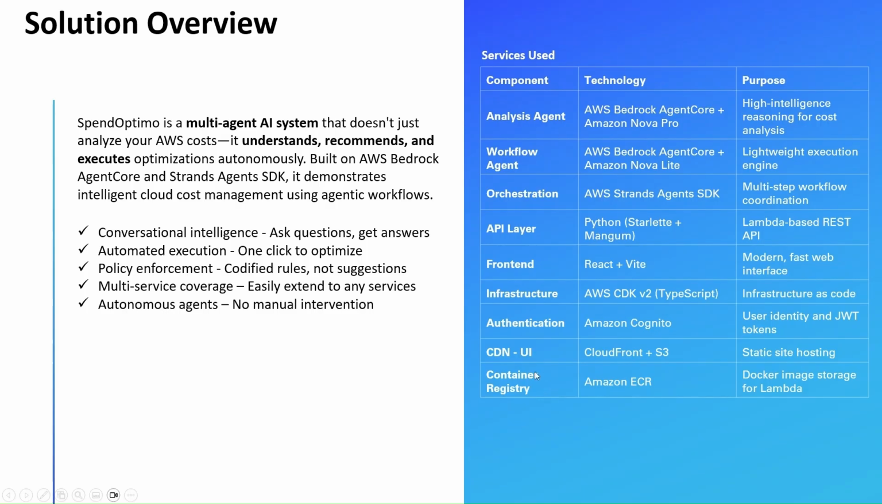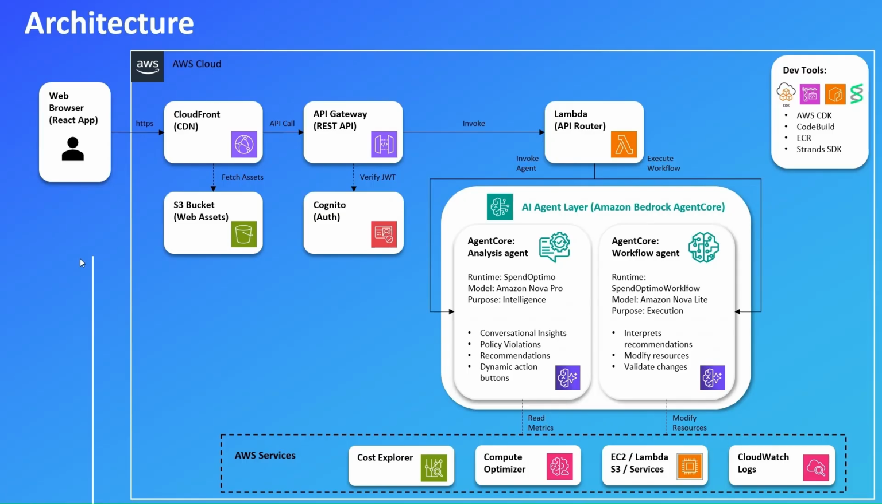Let's take a look at the architecture real quick. Along with the solution, we have a simple React web application interface where you can use a chat interface to talk to the agent, which is deployed in AgentCore. Now, there are two types of agents that are deployed. One is an analysis agent, and the other is a workflow agent.